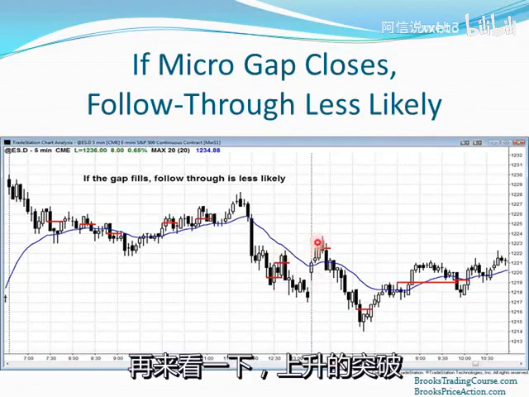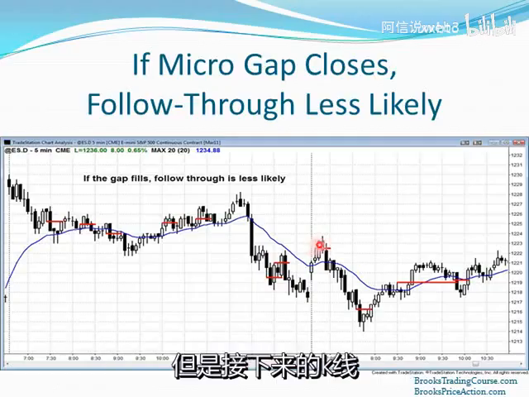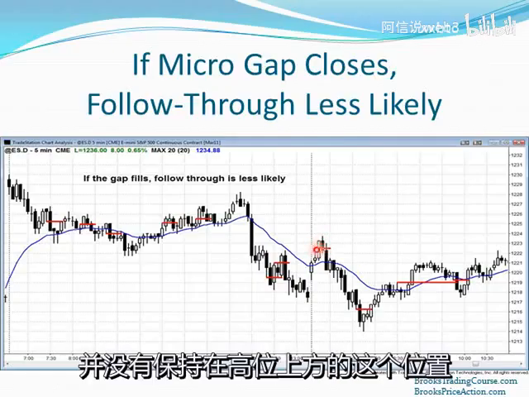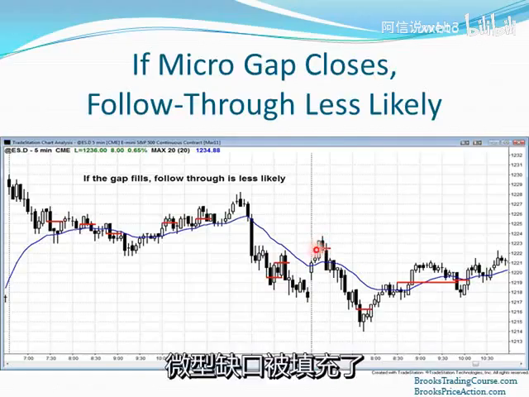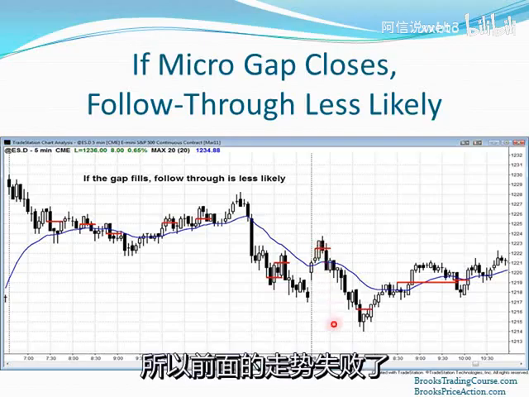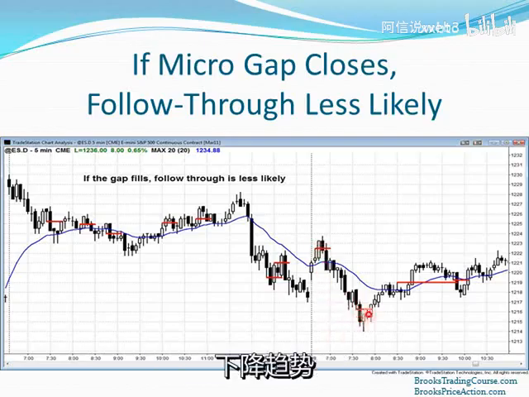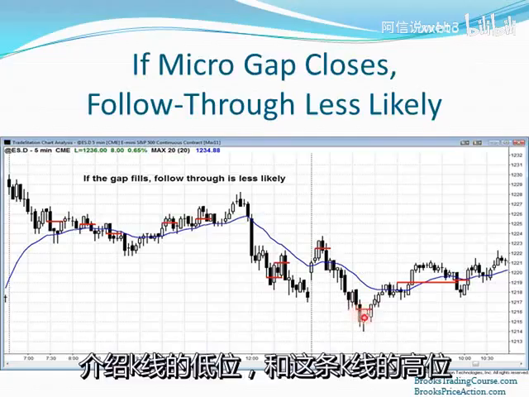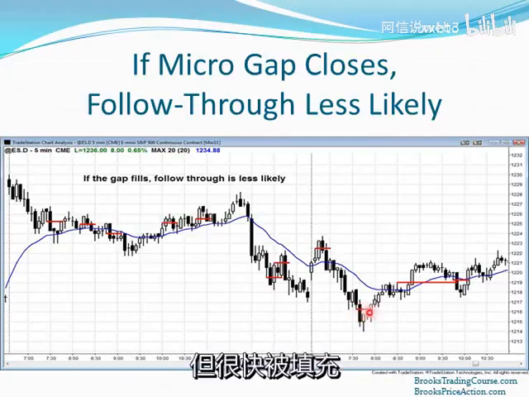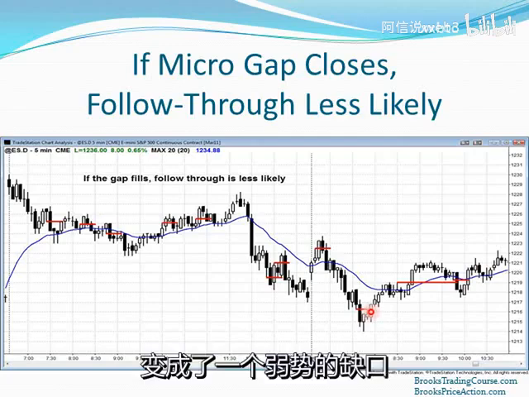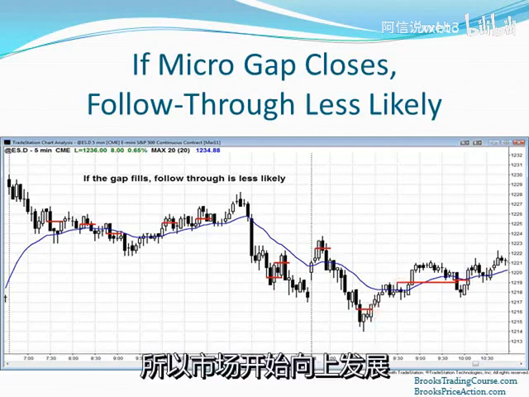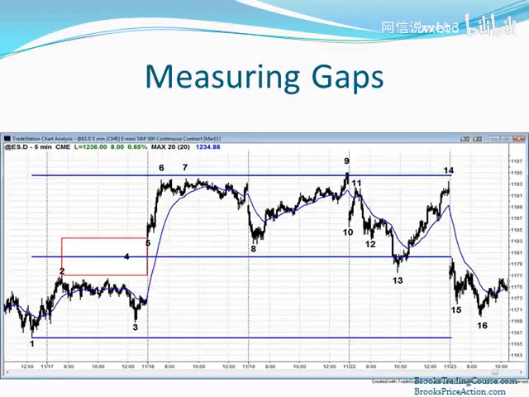Okay, bull breakout, closed above the high of the prior bar, but the next bar did not hold above the high of this bar. The micro gap closed, and the market fell. Bear breakout, and here's the gap, the low of this bar, the high of this bar. We have a micro gap, but it closed and it became an exhaustion gap, and the market went up instead of down.